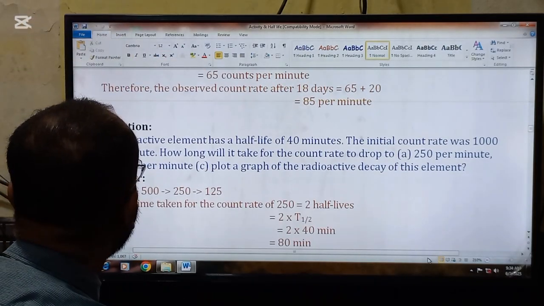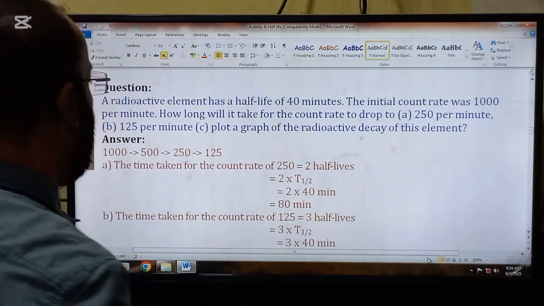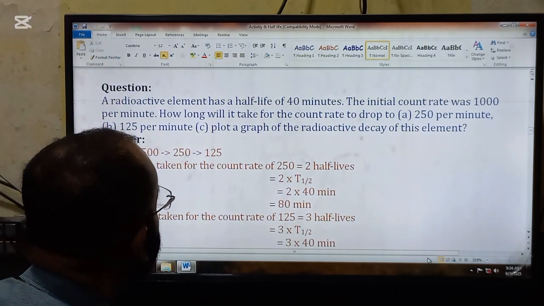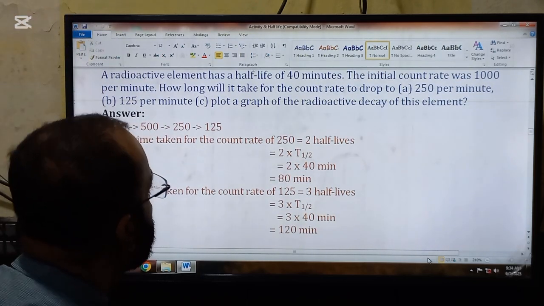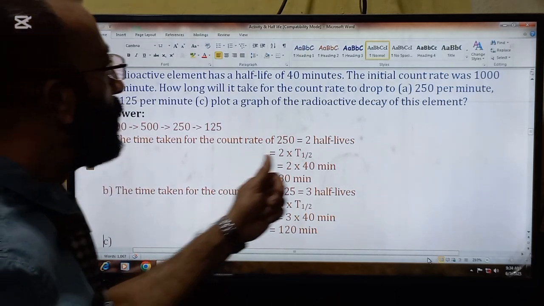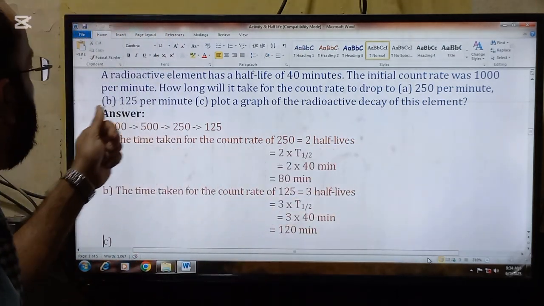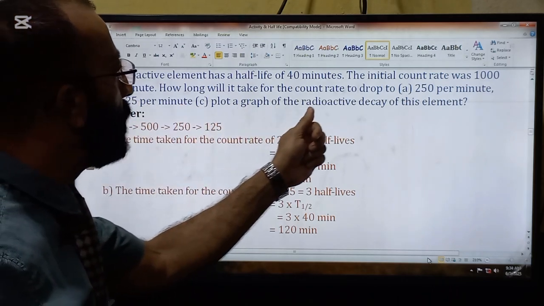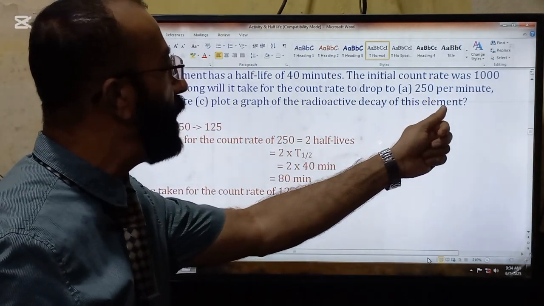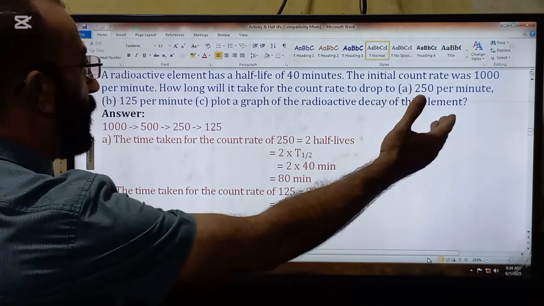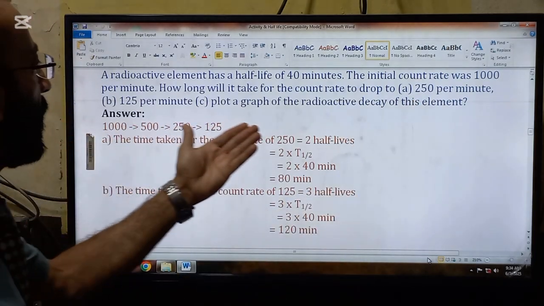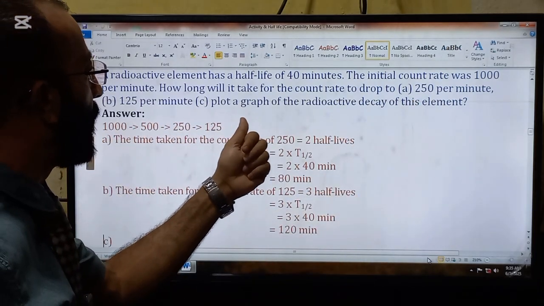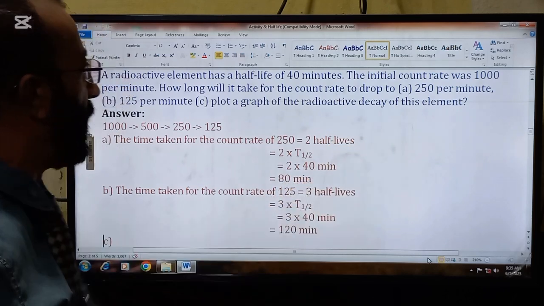And another question is here. The radioactive element has a half-life of 40 minutes. The initial count rate was 1000 per minute. How long will it take for the count rate to drop to 250 per minute? So this is the first part. Then the second part, and then in the third part, plot a graph of the radioactive decay of this element.